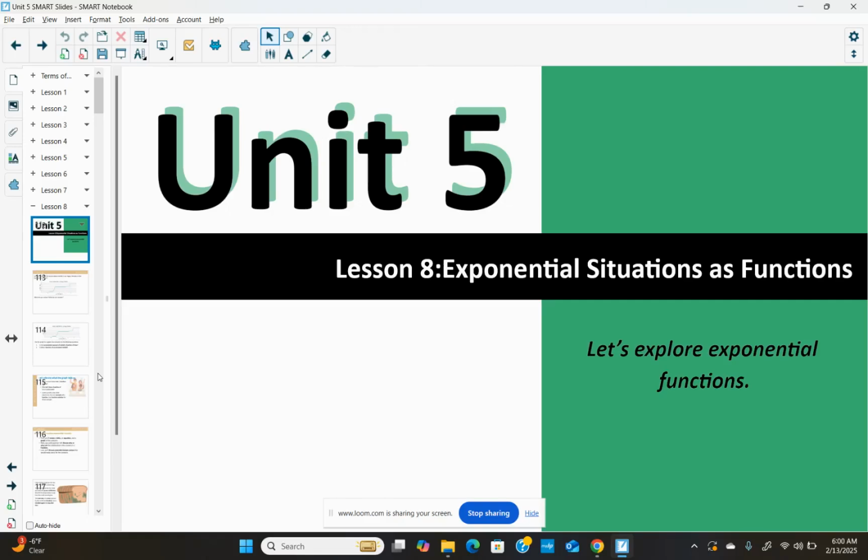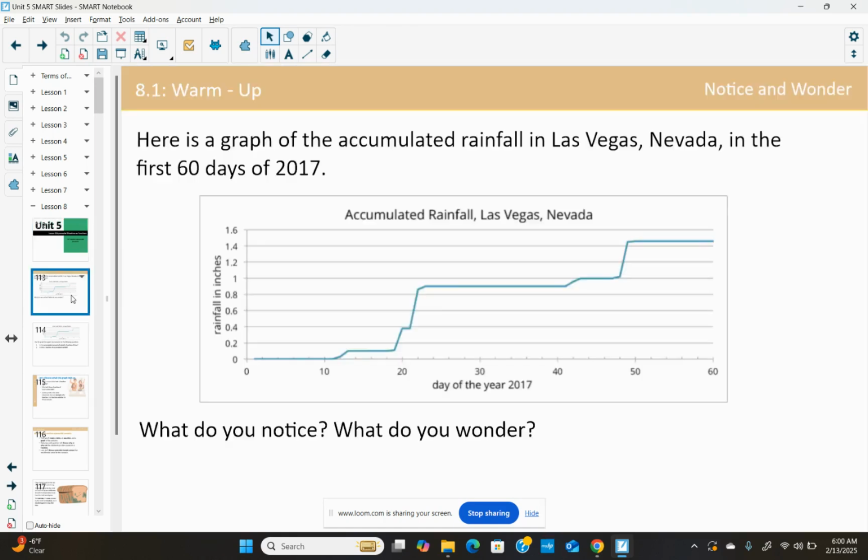In this video, we're going to look at Unit 5, Lesson 8 from Algebra 1, which is on exponential situations as functions. For this first activity, you can shut your book and just look at the graph on the screen and think about a couple of things that you notice and wonder about the graph to prepare yourself for the lesson. So just what do you notice? What do you wonder?